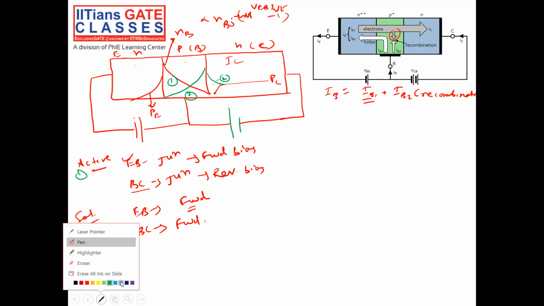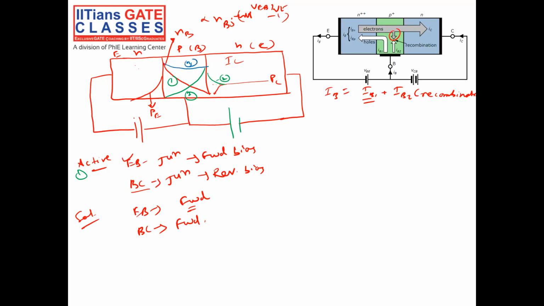The sum of 1 and 2 will be the concentration in base. So here it will be the same, but if you come like this, it will be like this. You just add 1 and 2 to get 3. 3 is nothing but the total electron concentration profile. It is the concentration because of injection from emitter to base plus the injection from collector to base. If I add 1 and 2, I get 3.